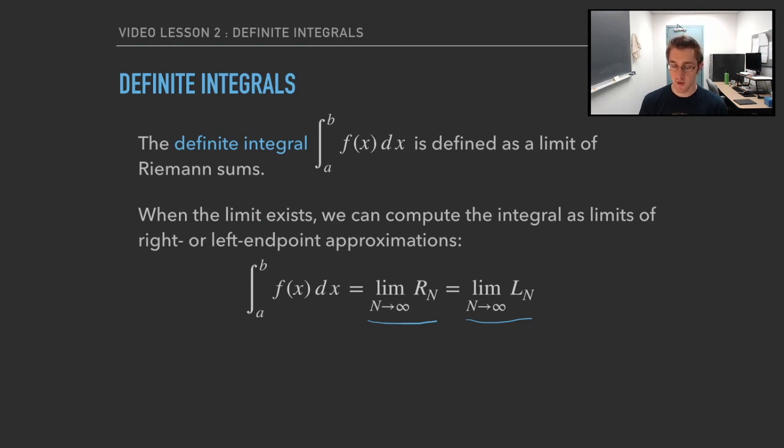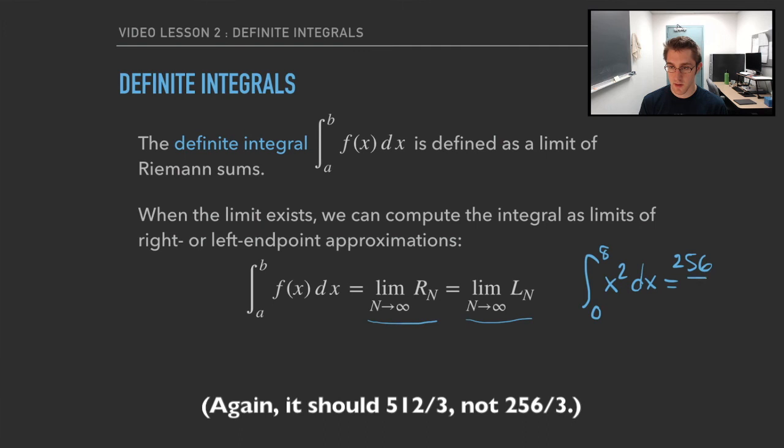And we've actually already computed one of them. We computed the integral of x squared from 0 to 8. And remember, we got 256 over 3.